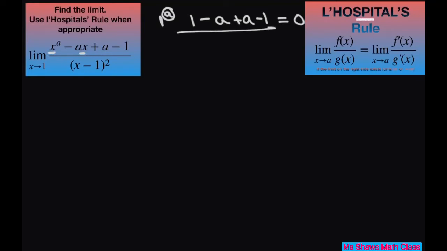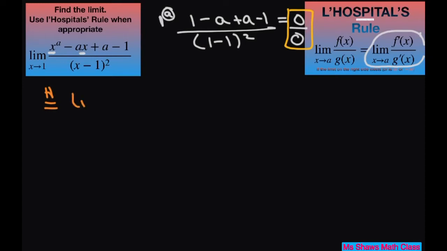Now let's look at the denominator. We're going to have 1 minus 1 squared, and that equals 0. So our indeterminate form is 0 divided by 0. We can apply L'Hopital's rule, and we're going to let this equal.